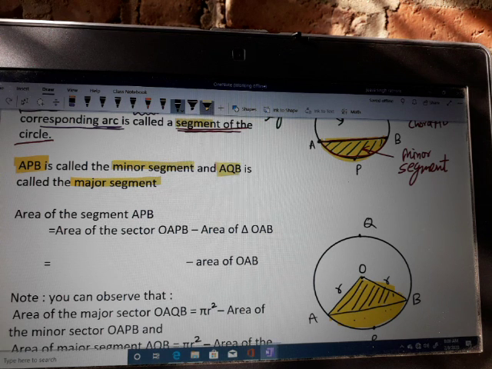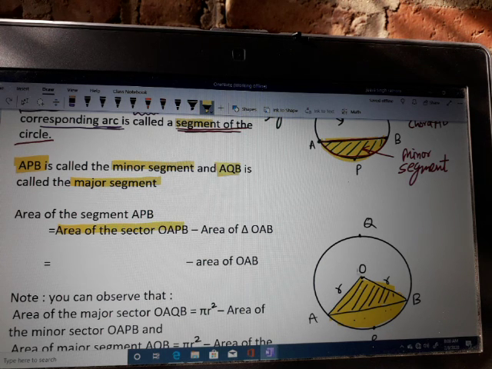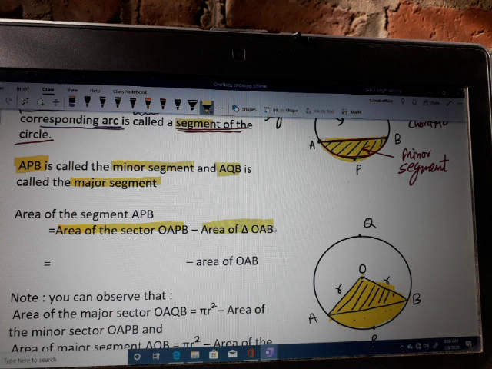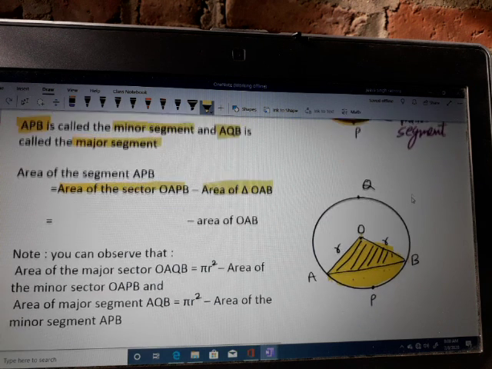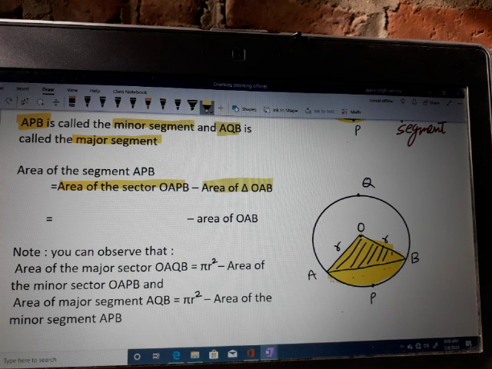So I write down the formula here. I will first find the area of this sector OAPB and subtract the area of triangle OAB, and you will get the area of the segment APB. Simple. This is the formula: area of segment APB is given by area of sector minus area of this triangle. Subtracting this, you will get this region.